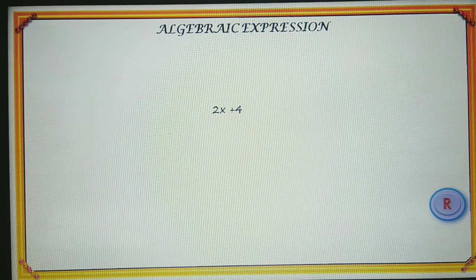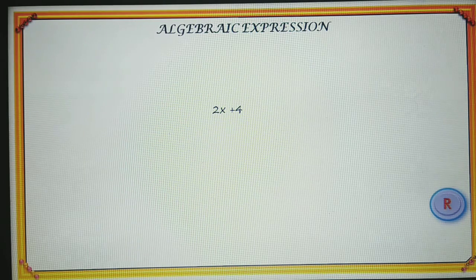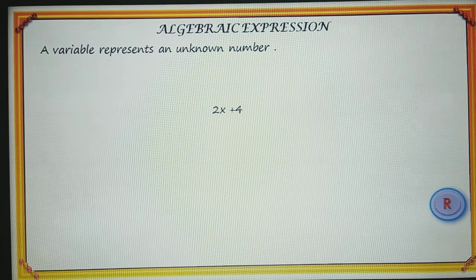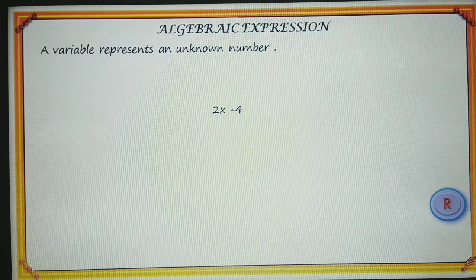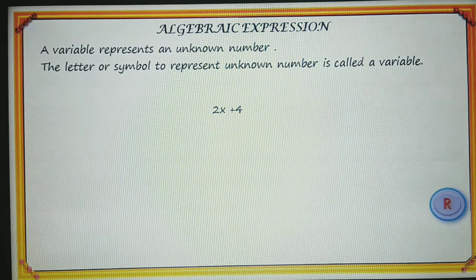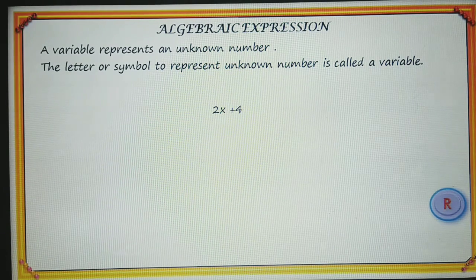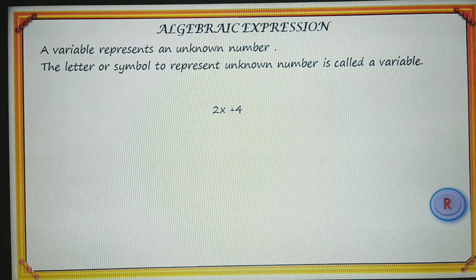Here in this expression 2x plus 4, x is a variable. A variable represents an unknown number. The letter or symbol to represent an unknown number is called a variable.